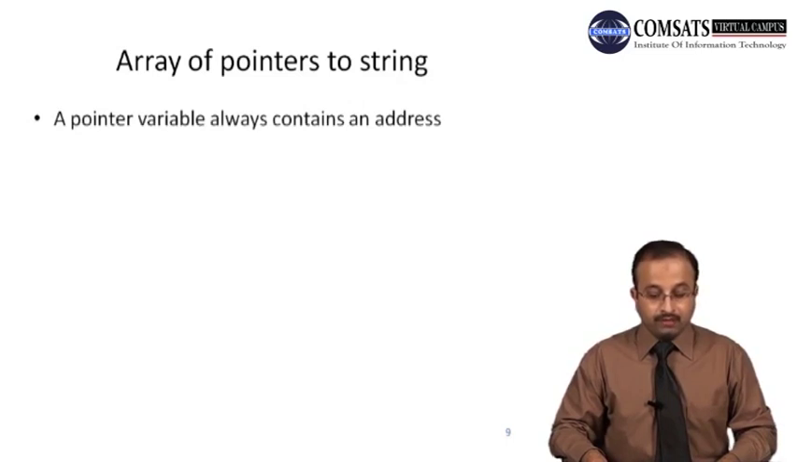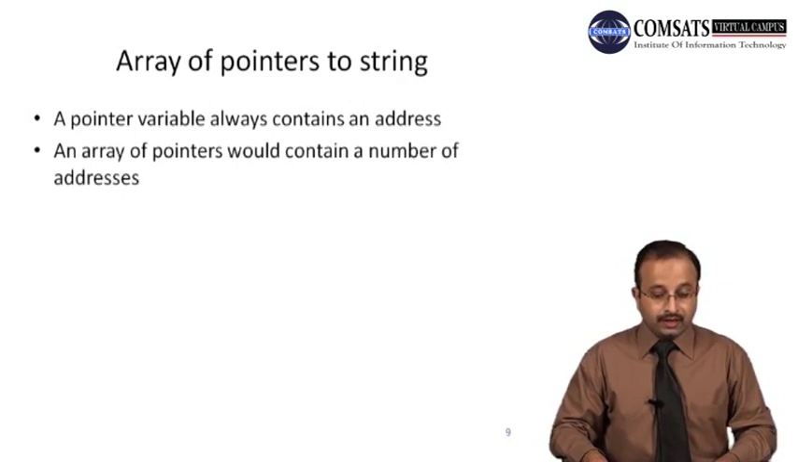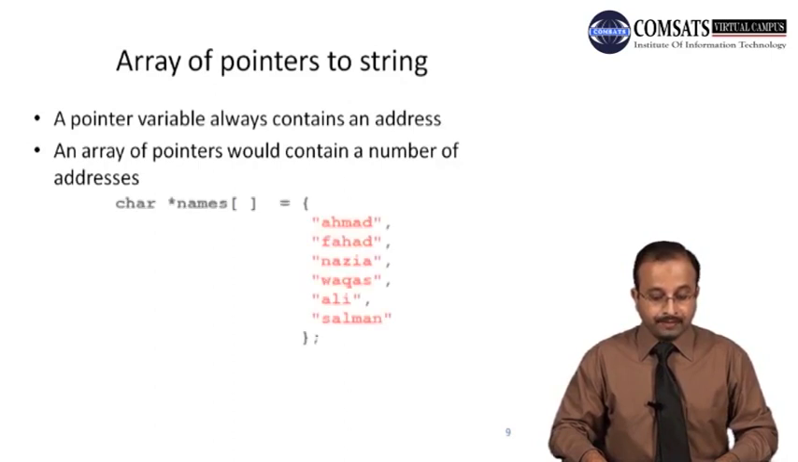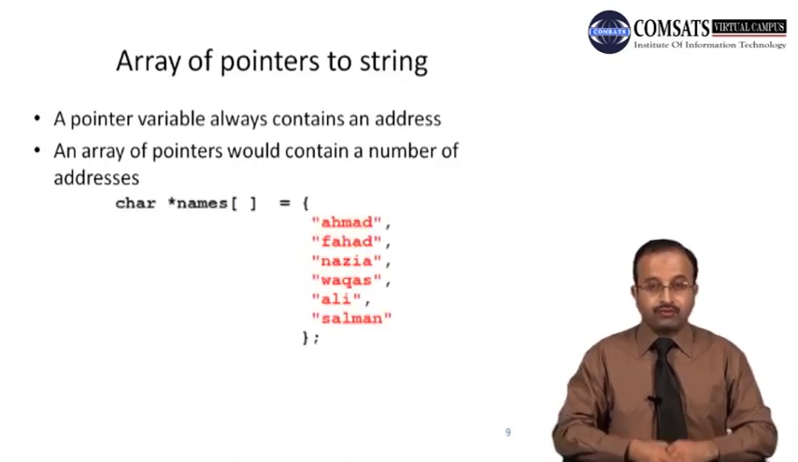A pointer variable always contains a memory address, that is what we already know, and an array of pointers would contain a number of addresses. Yes, we have seen this when we declared an array of pointers to integers. Now this is an array of pointer to string.